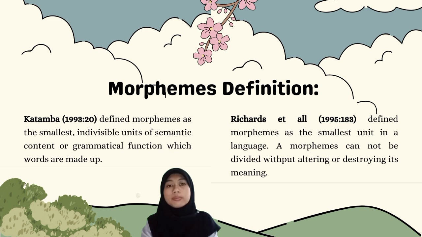There is a definition from Katamba 1993 that defines a morpheme as the smallest indivisible unit of semantic content or grammatical function of which words are made up. And there is a definition from Richards et al. 1993 that defines a morpheme as the smallest unit in a language. A morpheme cannot be divided without altering or destroying its meaning.